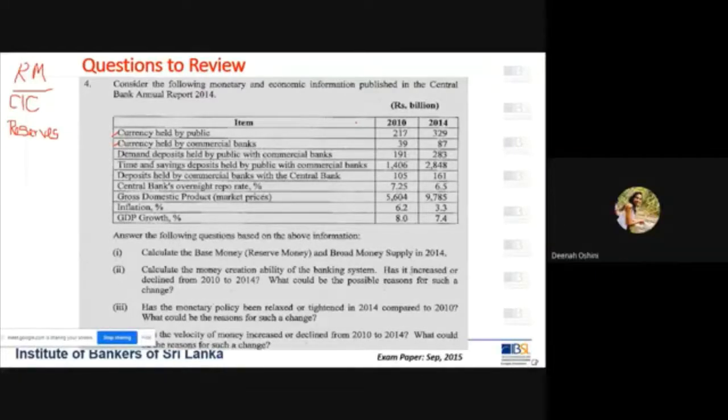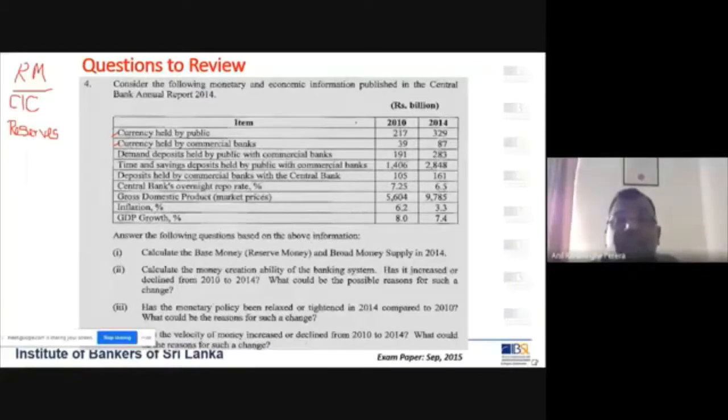Both. Actually, we have to take both, isn't it? Why? Now, currency held by public is only one component. Currency held by commercial bank, that is money they have in the commercial bank vaults, their till cash. We call them till cash. So you have to take both. Both we call currency in circulation. Plus, what else? Deposits held by commercial banks with the central bank, which means 161.